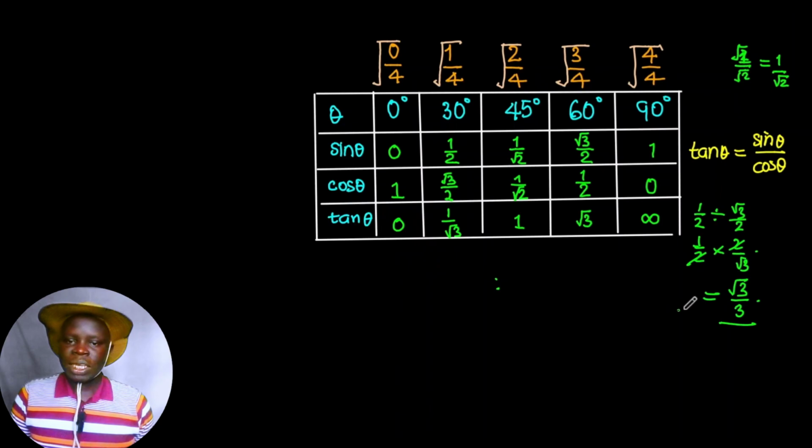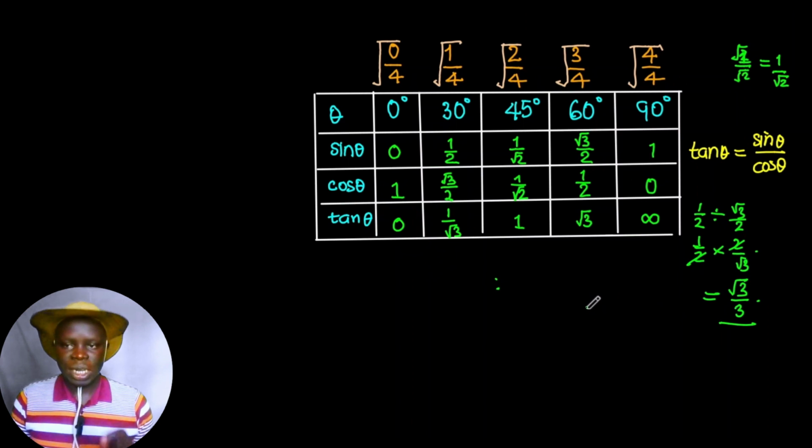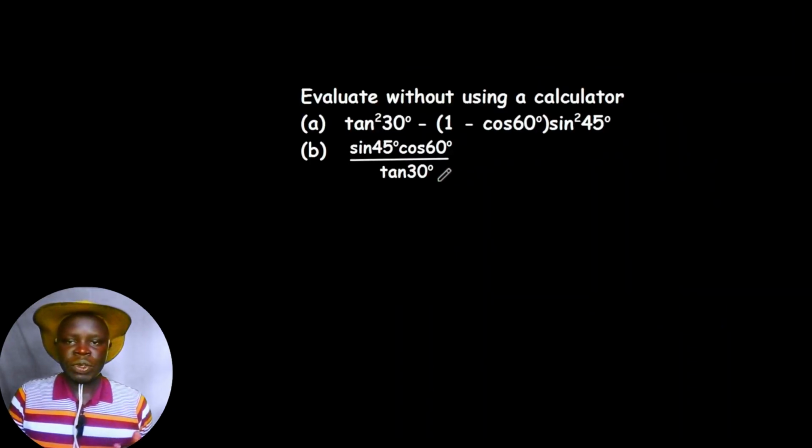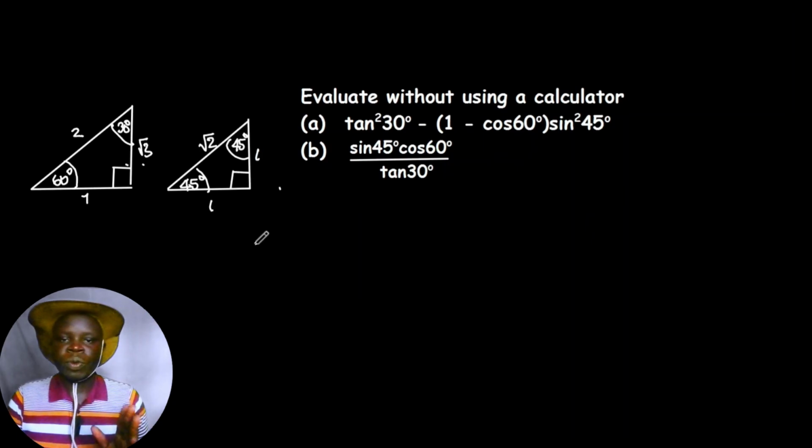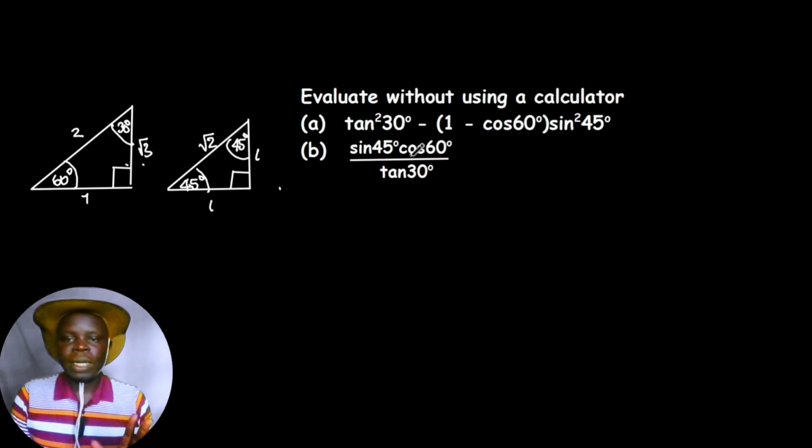Now with all this said, let us look at one example on how we can apply this to calculations. From here, we need to have our table, and we also need the two triangles we talked about here, the 30-60 triangle and the 45 triangle. And that is all we need to answer this without a calculator.